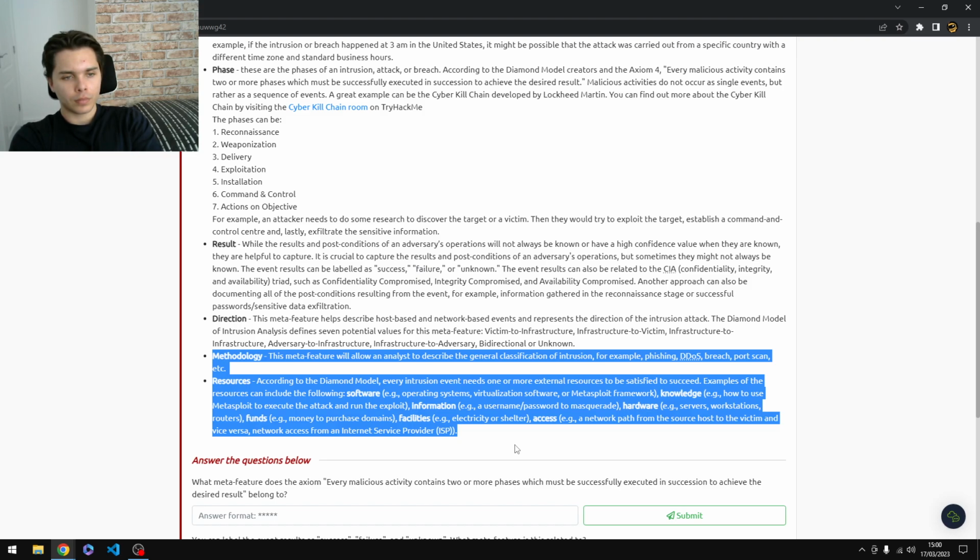Examples of the resources can include the following: software, for example, operating systems, virtualization software, or Metasploit framework; knowledge, for example, how to use Metasploit to execute the attack and run the exploit; information, for example, a username/password to masquerade; hardware, for example, servers, workstations, routers; funds, for example, money to purchase domains; facilities, for example, electricity or shelter; access, for example, a network path from the source host to the victim and vice versa; network access from an internet service provider, ISP.